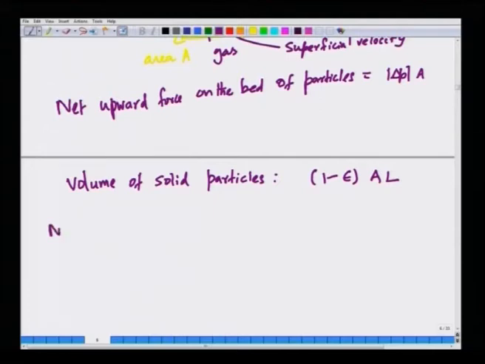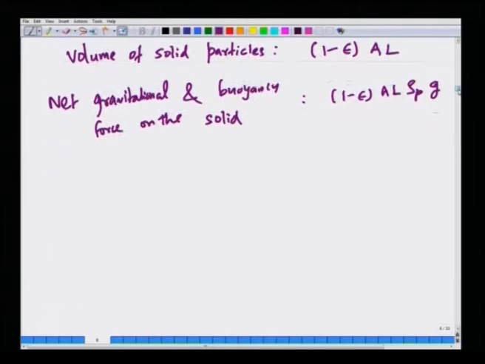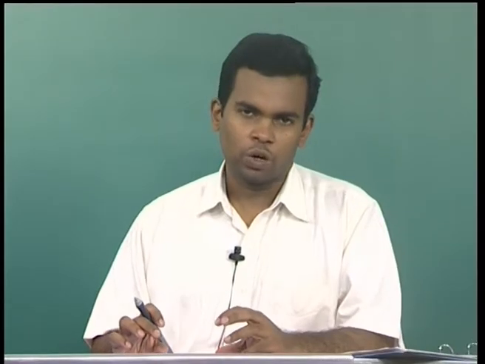So, the net gravitational and buoyancy force on these solid particles is given by, I am going to multiply the solid's volume by the solid density, the particle density, and then the acceleration due to gravity. When these two are equal, that is the onset of fluidization.